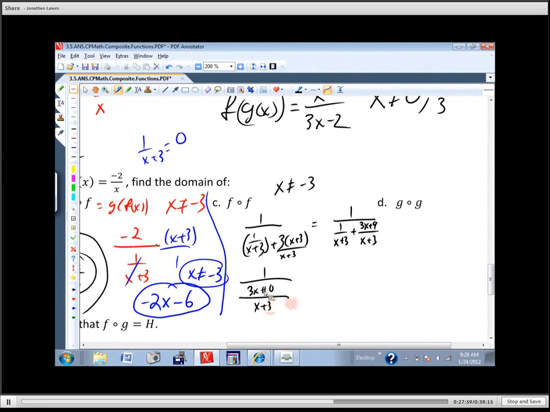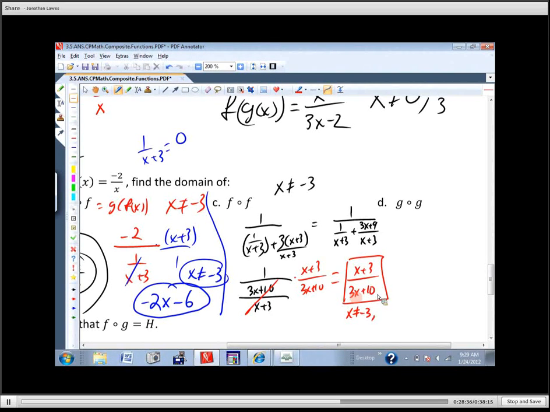Okay, I can now take that and flip it over and multiply. So we're going to multiply by, cross this out, x plus 3 over 3x plus 10. So the simplified version of that f of f rule, that composite function, is x plus 3 over 3x plus 10. That is the simplified version. What is the domain? We already know we have to throw out one thing. What was the one thing we already threw out? Negative 3. Is there anything else we need to throw out?